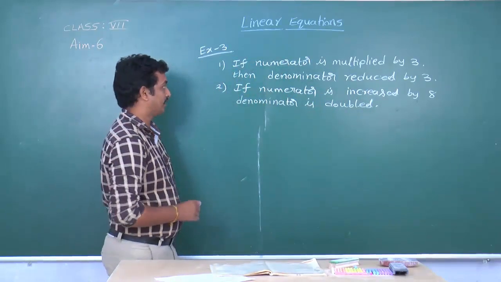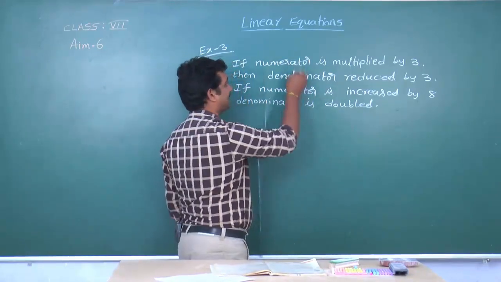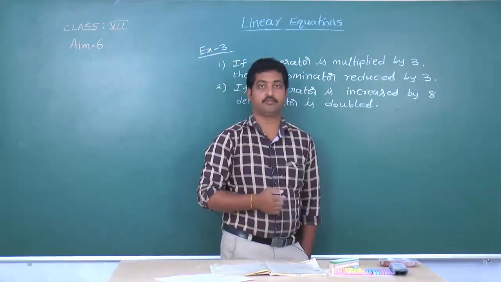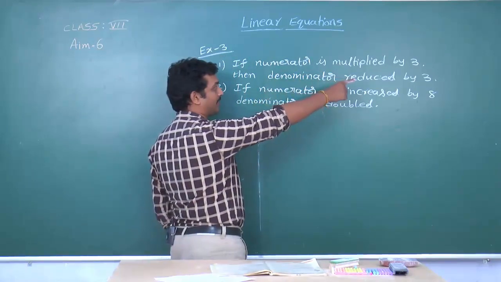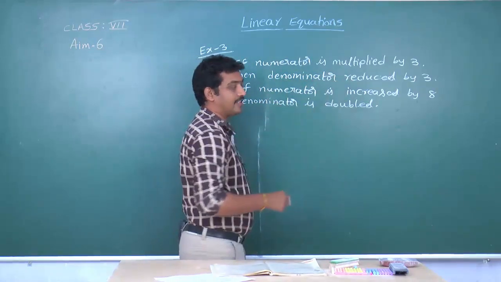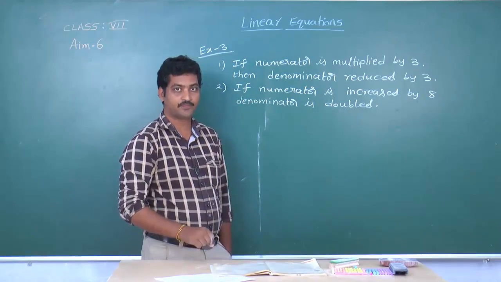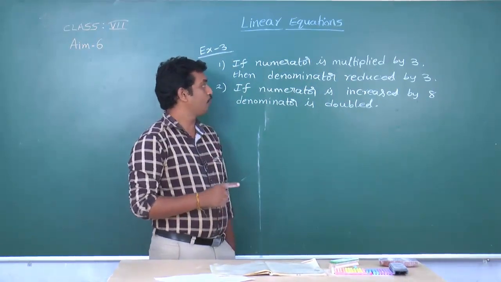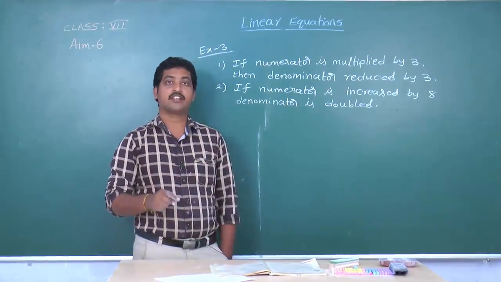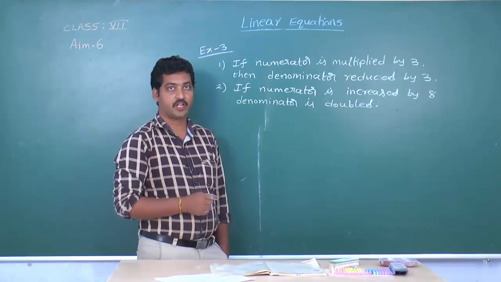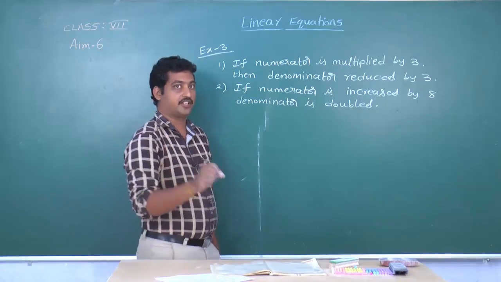And also given that in this case that fraction is equal to 18 by 11. Whenever numerator is multiplied by 3, denominator reduced by 3, then the fraction is equal to 18 by 11. That is given in the problem. In the second condition, if numerator is increased by 8 and the denominator is doubled, then we get the fraction as 2 by 5. Now, using these two, we are going to find fraction.